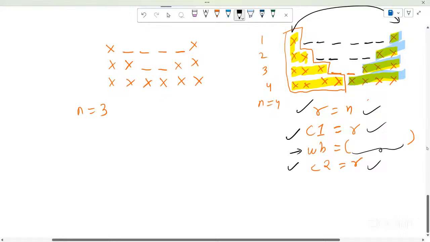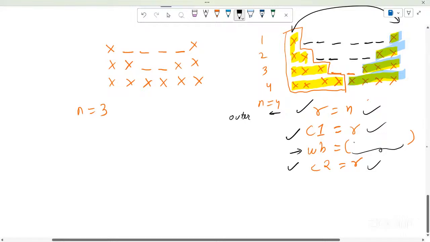WB equal to 2N minus C into 2, or R into 2, because R is the outer loop, right? And C1 and C2 are the inner loops. So the two inner loops don't have a correlation. I hope I'm clear with that, right? Cool. Let's take it forward.